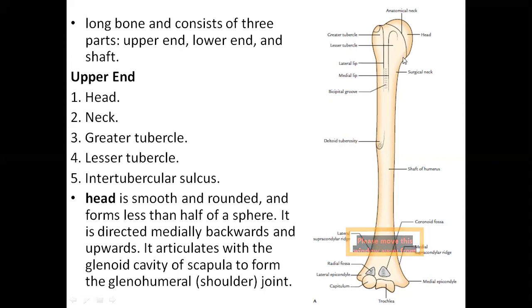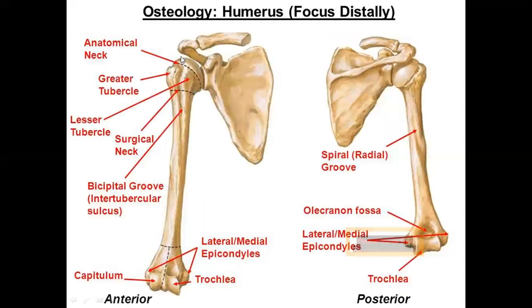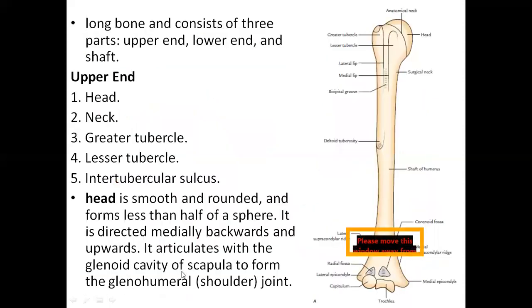We know it is articulating with the glenoid cavity, isn't it? See, this is rounded, okay, it is directed medially and it fits in the glenoid cavity of the scapula bone to form the shoulder joint. Okay, that is the glenohumeral joint, also called the shoulder joint. Okay, then.